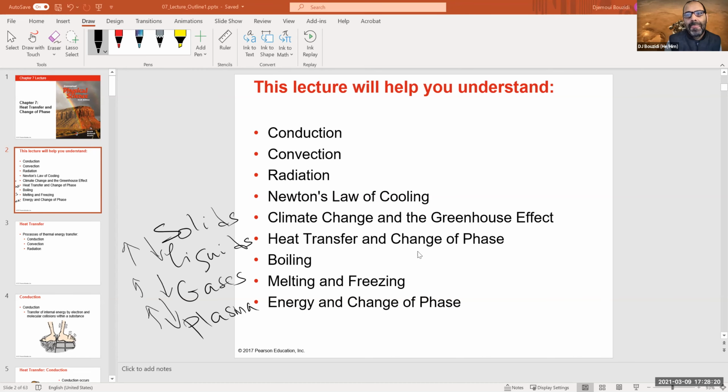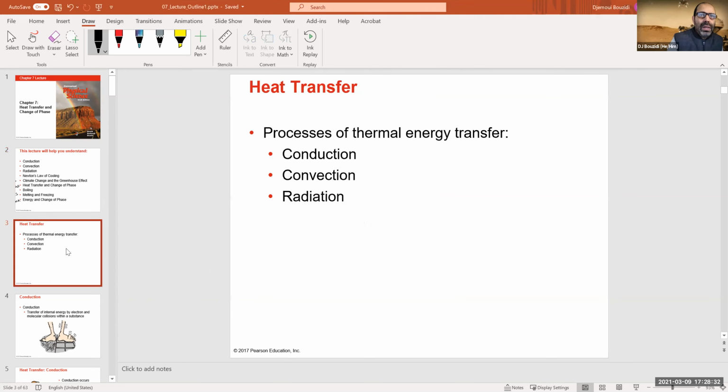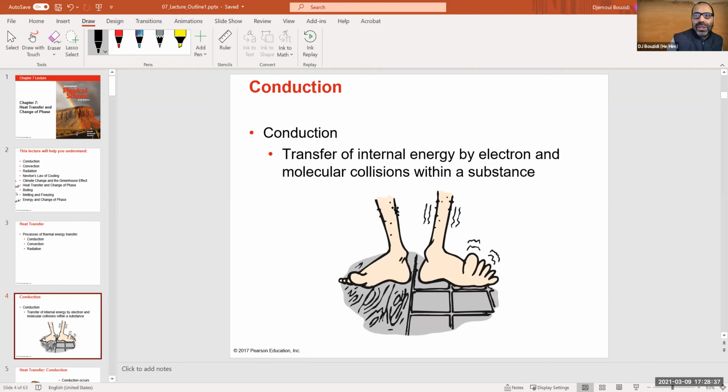That's it. Okay, so we're going to talk about boiling and melting, basically from a practical perspective and what we do with them on Earth, and energy and change of phase, basically how we go from phase to phase. Again, the conduction, convection, and radiation, we talked about them. Conduction is transfer of internal energy by electrons and molecular collisions within a substance. So again, you really have to have contact between them.